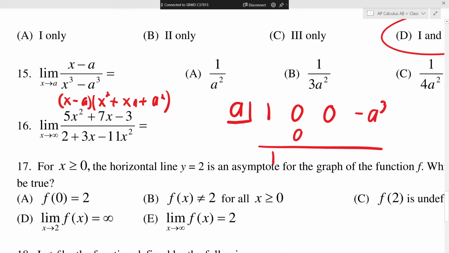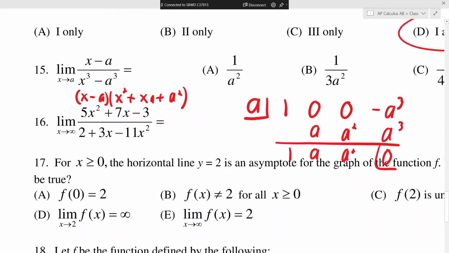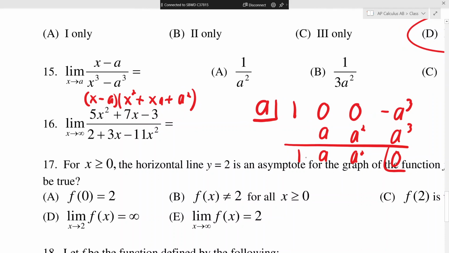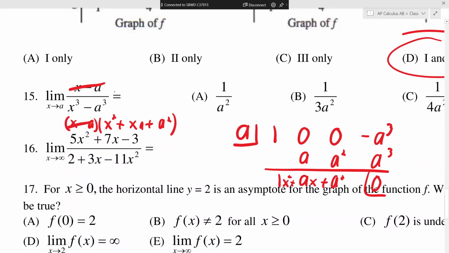Bring down the 1, multiply, add, multiply, add, multiply, add. So this must turn into x minus a times 1x squared plus ax plus a squared, which is what it was. So you can either memorize the formula, or you can just do synthetic division. It's the same thing. But either way, the x minus a's cancel. So you have 1 over that, and you plug in a, you get 1 over a squared plus a squared plus a squared. That's 1 over 3a squared. It's like magic.